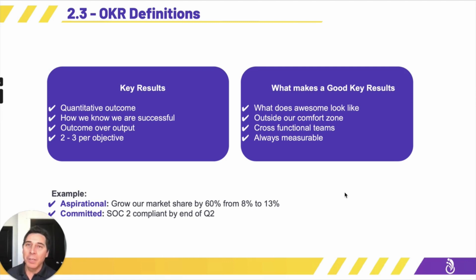Well, what does awesome look like, right? That's the aspirational piece of it. If we really hit it out of the ballpark, what does awesome look like? And how outside of our comfort zone is it? A good key result is cross-functional by nature. It incorporates cross-functional teams. Going back to shared OKRs, right? When we create shared OKRs, we're creating OKRs that are best for the company, right?